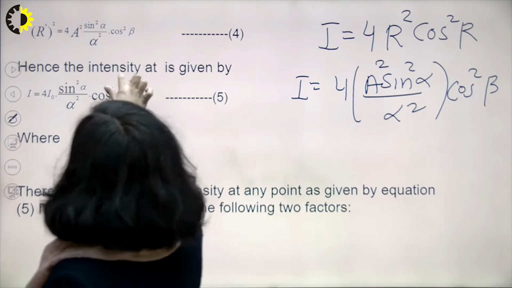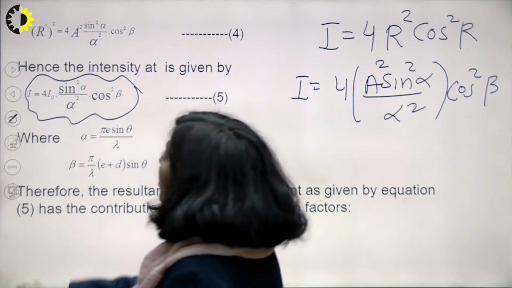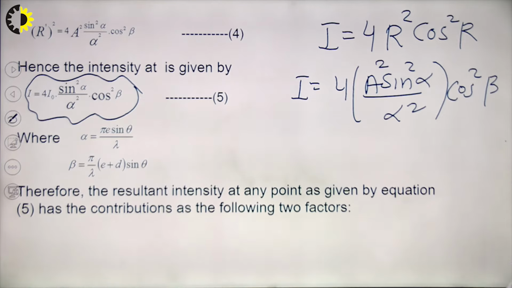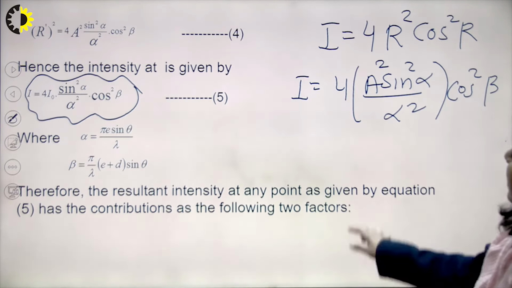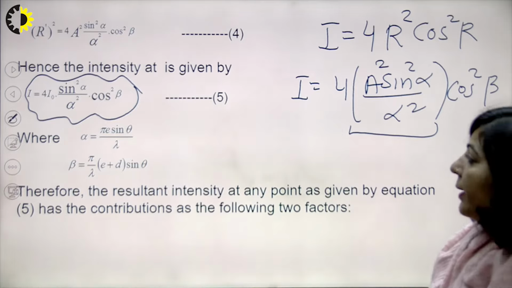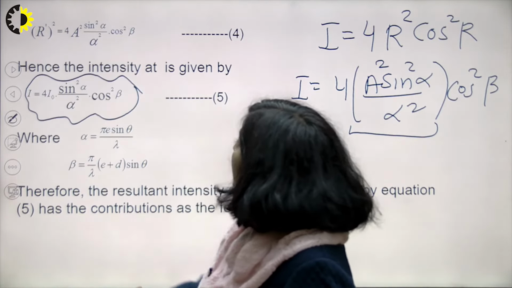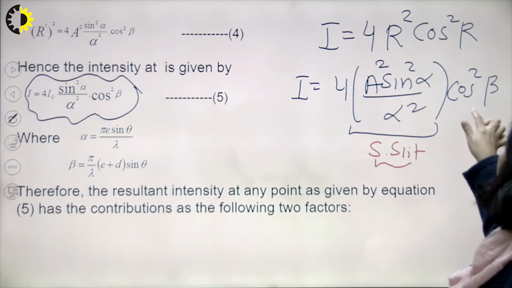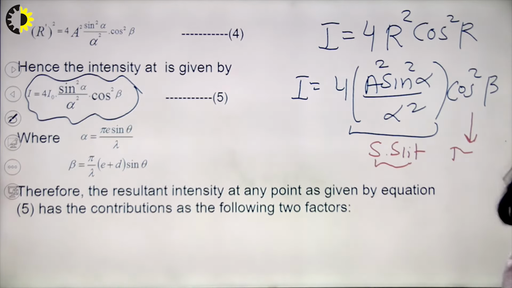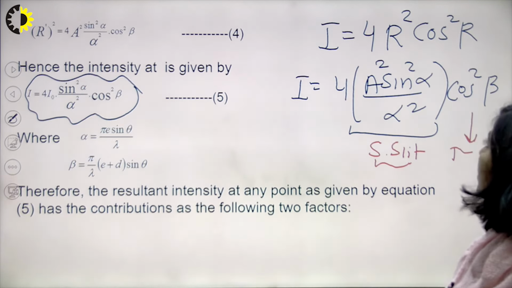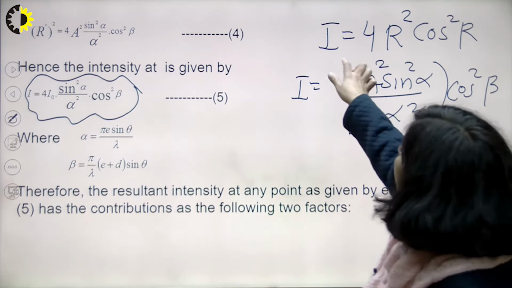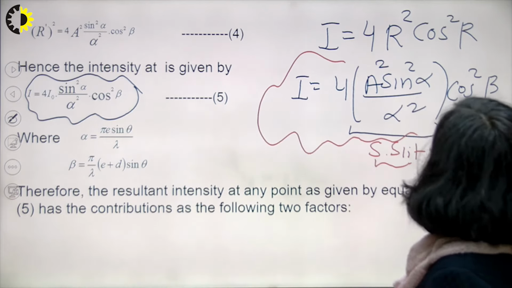You are having this expression: I is equal to 4 I naught sine square alpha upon alpha square cos square beta. And if you see it carefully, then the first part is due to single slit diffraction. This is the contribution of single slit. And the second one is the contribution of double slit. So the resultant is 4 A square sine square alpha upon alpha square cos square beta, and this particular term is the resultant intensity at point P dash.